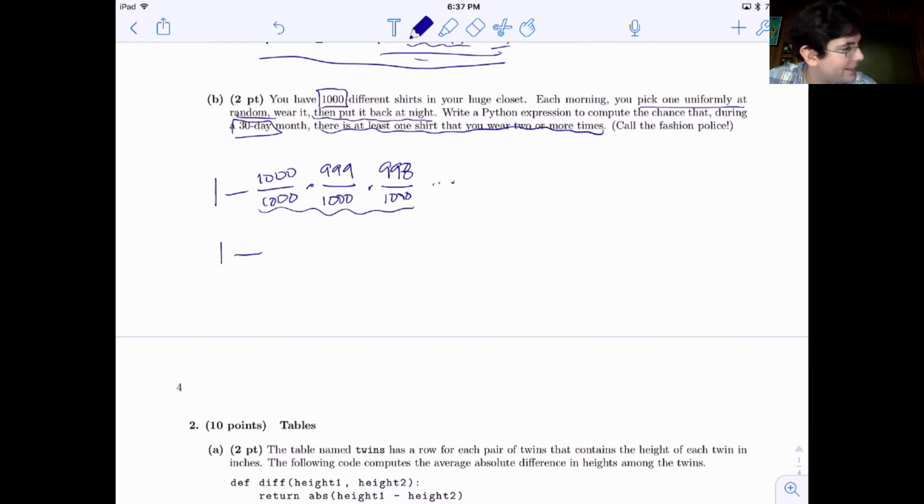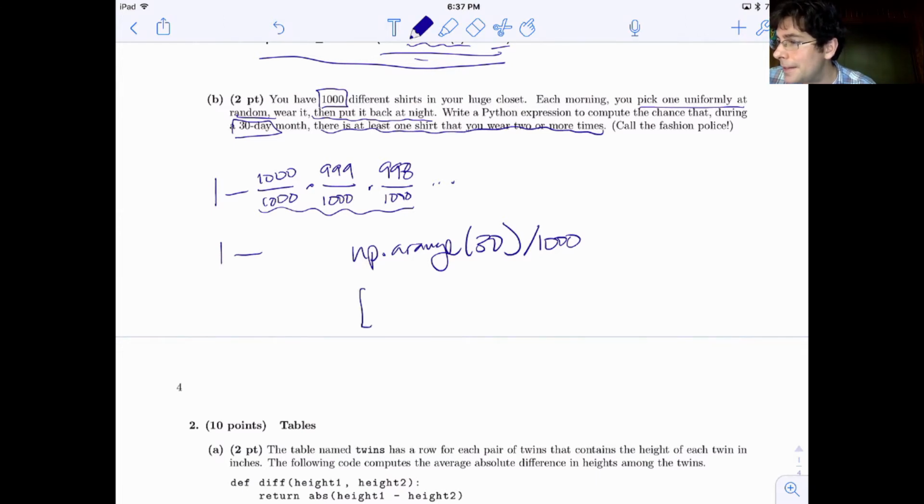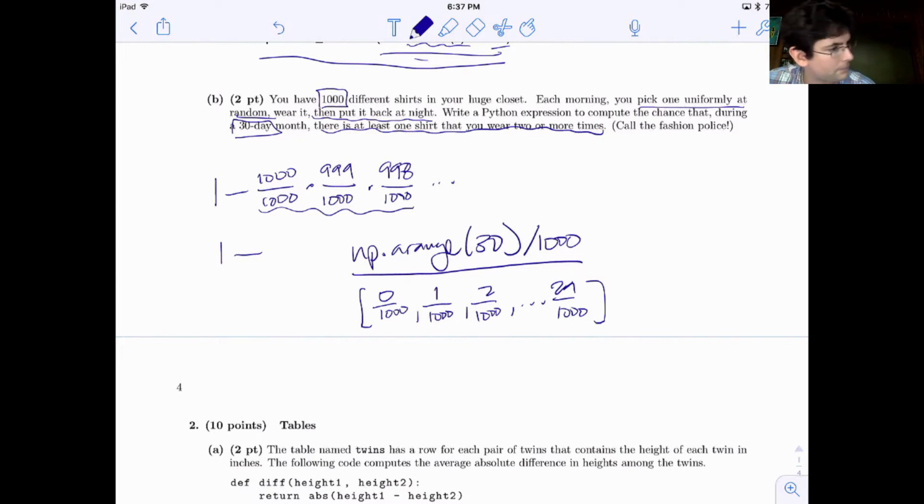So one way to do that is to say np.arange 30 divided by 1,000. So what's that? Well, we've got 0 out of 1,000 is the first element, 1 out of 1,000 is the second element, 2 out of 1,000 is the third element, etc., all the way up to 29 out of 1,000. So this expression gives us that array.